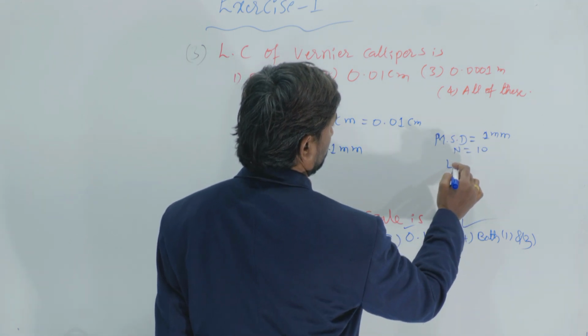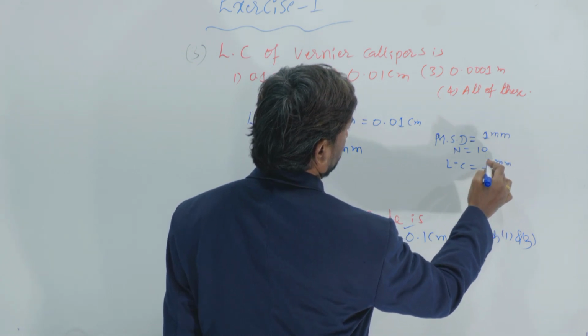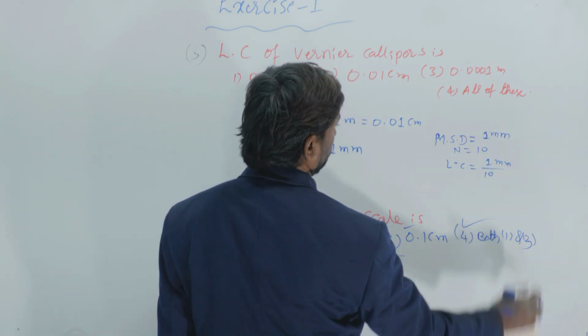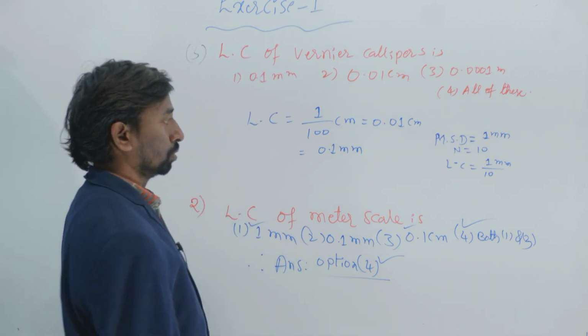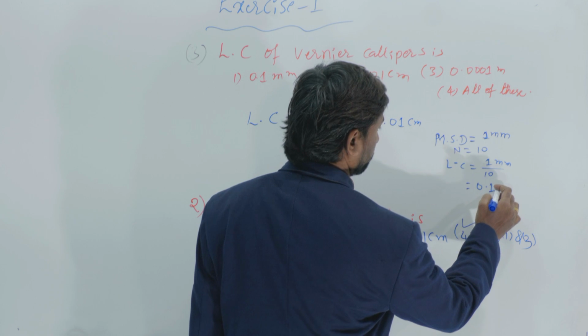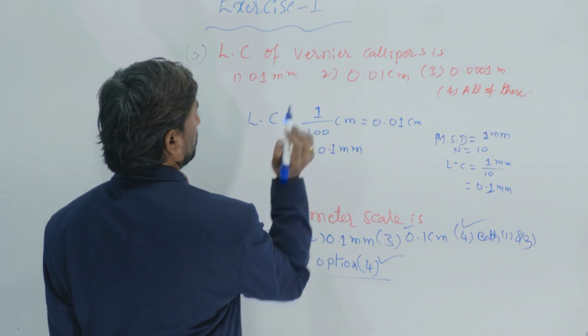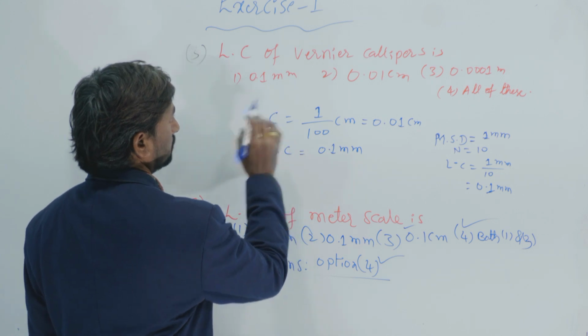So LC can be written as 1 mm divided by 10, that's 0.1. So we can write this value as 0.1 mm. This is also correct, so that is the least count of this one.